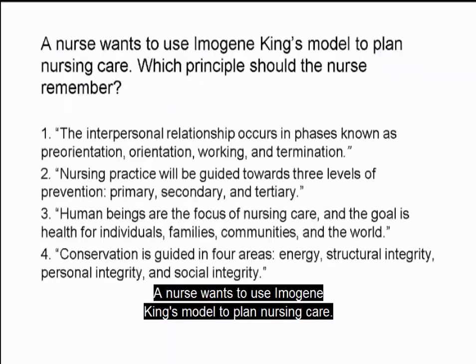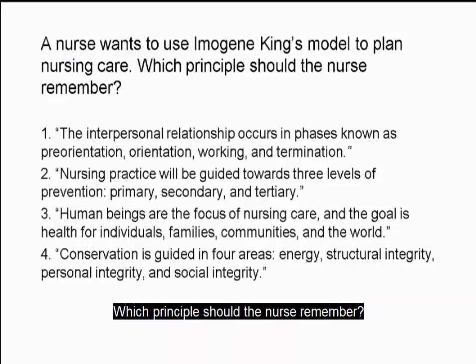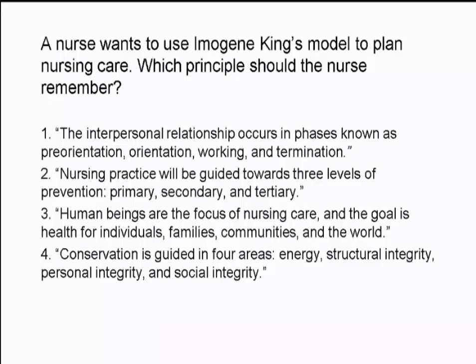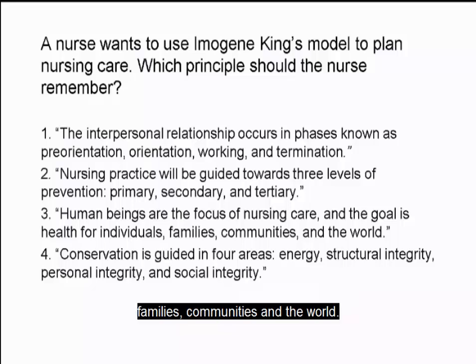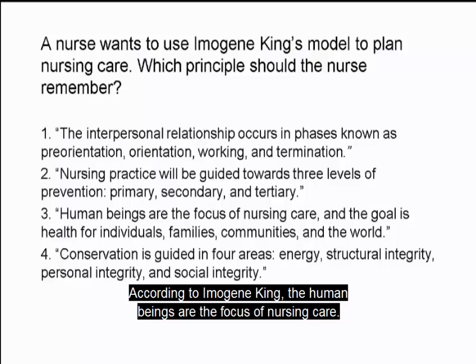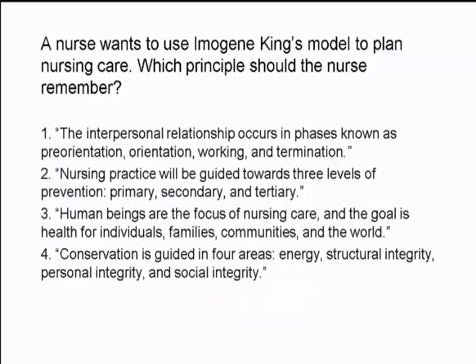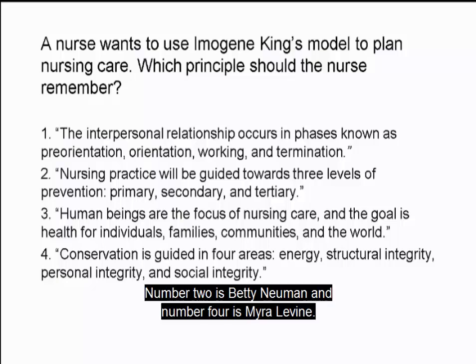A nurse wants to use Imogene King's model to plan nursing care. Which principles should the nurse remember? The correct answer is number 3. Human beings are the focus of nursing care, and the goal is health for individuals, families, communities, and the world. According to Imogene King, the human beings are the focus of nursing care. Number 1 is discussing Peplau. Number 2 is Betty Neuman, and number 4 is Myra Levine.